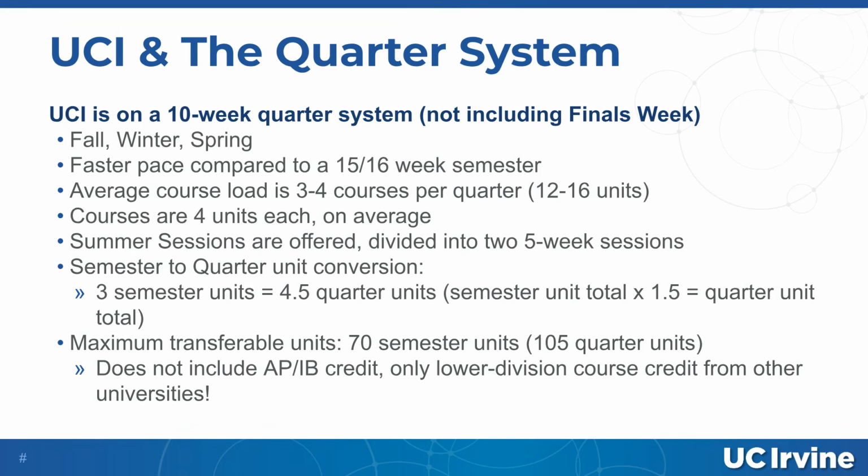An important point to keep in mind is that the maximum number of transferable units is 70 semester units, which is equivalent to 105 quarter units, and these units will count toward lower division credit only. This maximum does not include AP or IB units. If you are a transfer student, you have most likely already reached this maximum, which should be reflected on your transcript. If you have any questions about transferable units, we strongly encourage you to speak with an advisor.